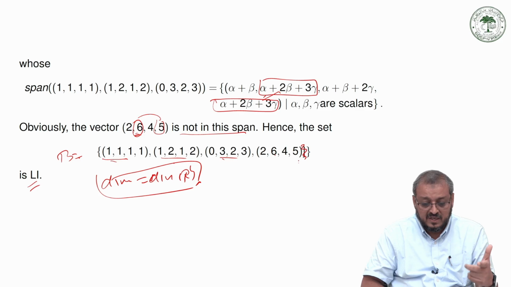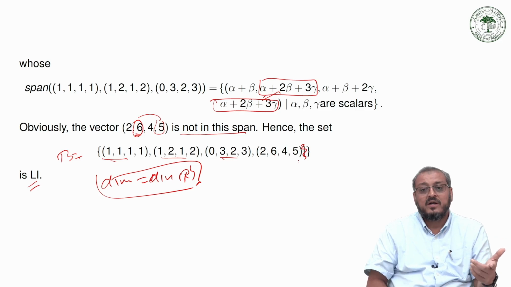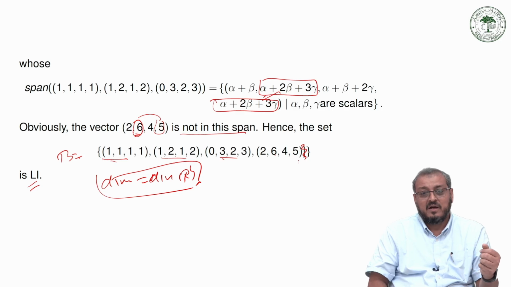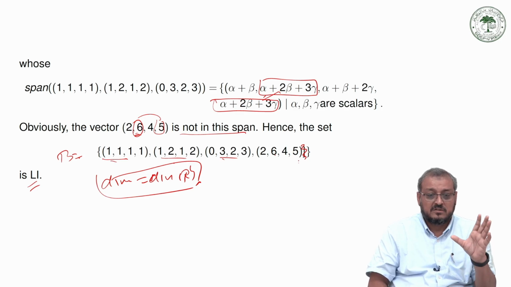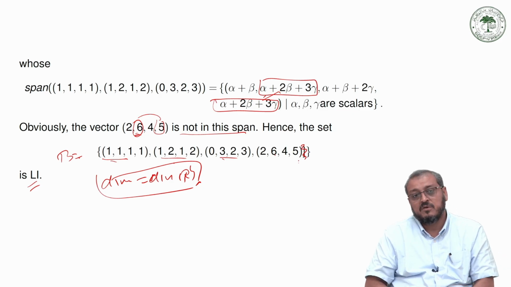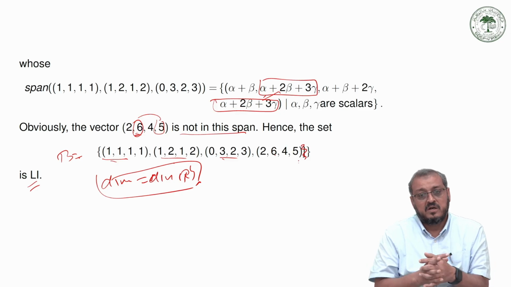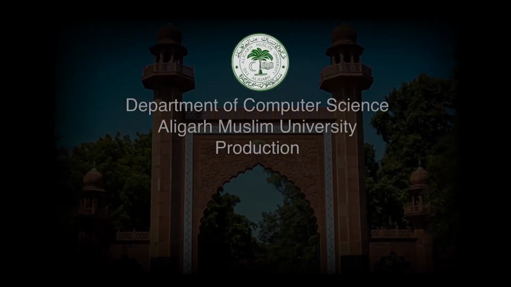In the next class, we will discuss a very important theorem regarding dimension, the dimension theorem, where the dimension of a sum of two subspaces can be written in terms of dimensions. If U and W are two subspaces, the dimension of U plus W is equal to the dimension of U plus the dimension of W minus the dimension of the intersection. Okay, thank you.